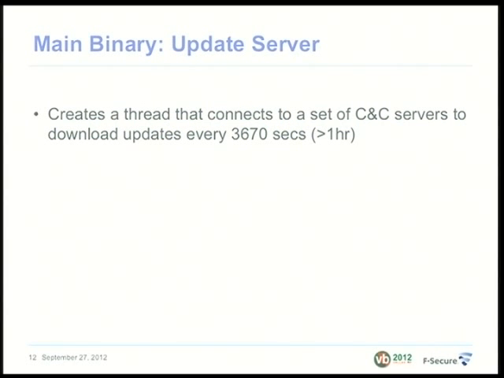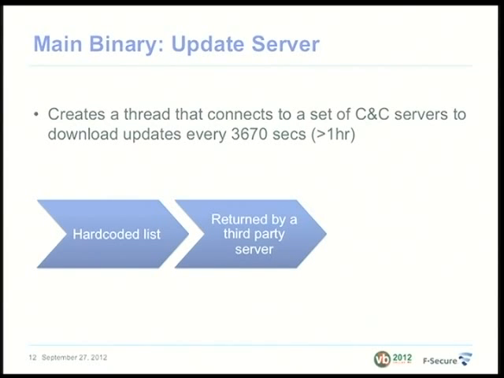When it is loaded by an infected browser, the main binary creates a thread that connects to one of its update servers every several minutes. First, it connects to a server found in a hard-coded list. If none of the servers in the list are valid, it contacts a third-party server to obtain the URL of the next update server. In the samples analyzed, the third-party server is mobile Twitter, with a hashtag generated using a custom algorithm based on the current date.